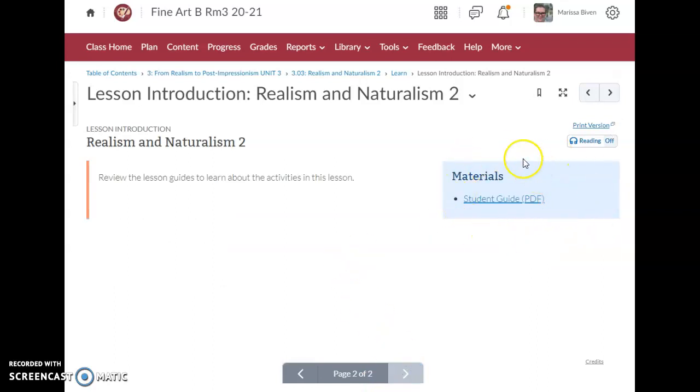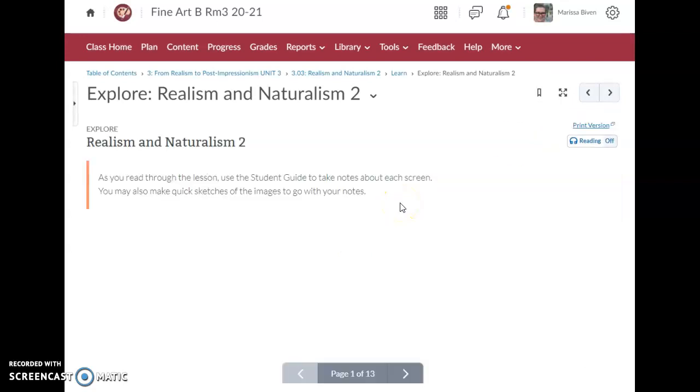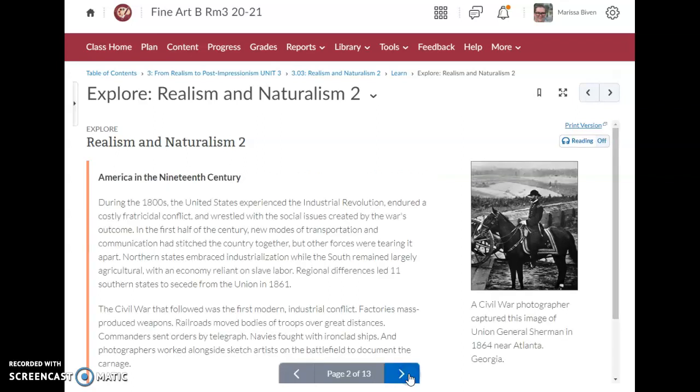Be sure and download this student guide to go along with your reading of this unit. And as you read through the lesson, use that student guide to take notes about each screen. You may also make quick sketches of the images to go with your notes.